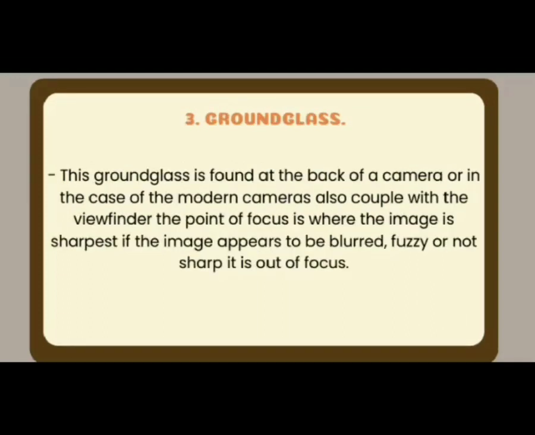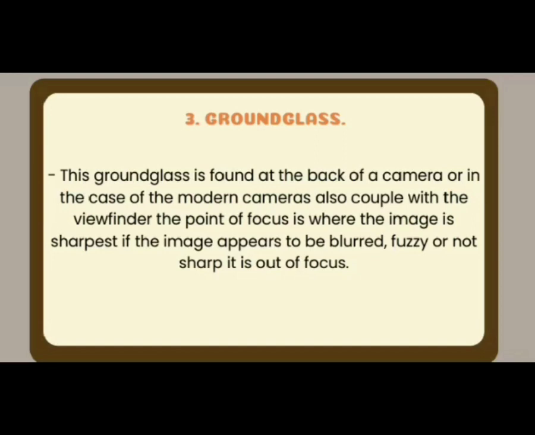Ground glass. This ground glass is found at the back of a camera, or in the case of modern cameras, is also coupled with a viewfinder. The point of focus is where the image is sharpest. If the image appears to be blurred, fuzzy or not sharp, it is out of focus.